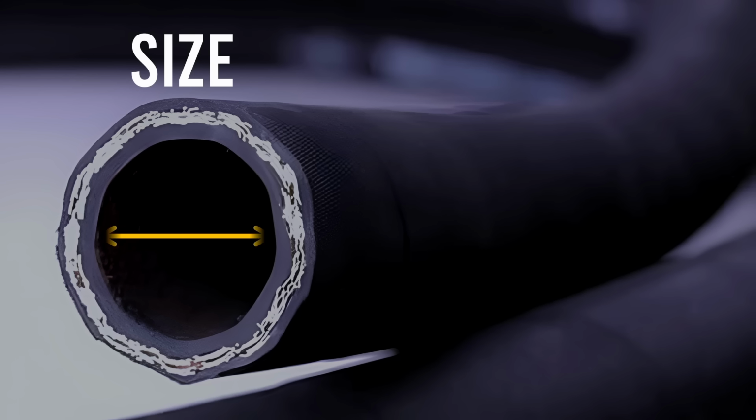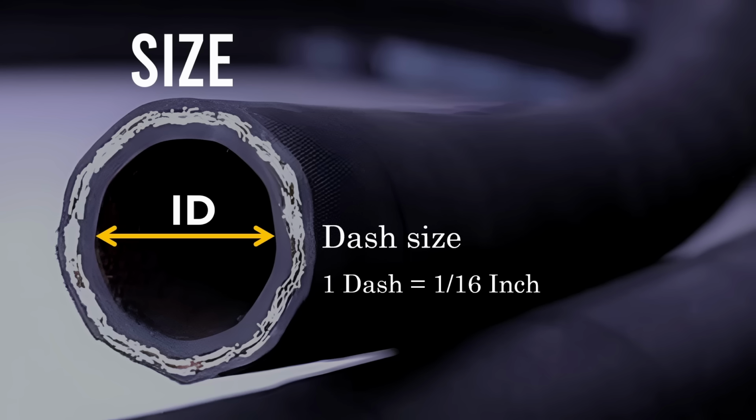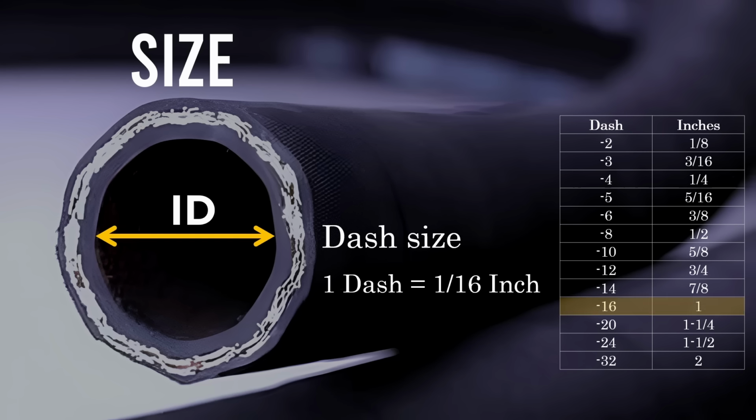Hose size simply means the internal diameter of the hose. In hydraulic hoses, sizes are specified in inches. Here, do not confuse with BSP size or any fitting size. This is purely internal diameter of the hose. In industry, hose sizes are also expressed using dash size. 1 dash equal to 1 by 16 of an inch. So 1 inch is dash 16. 3 by 4 inch hose is dash 12. Half inch will be dash 8 and so on.